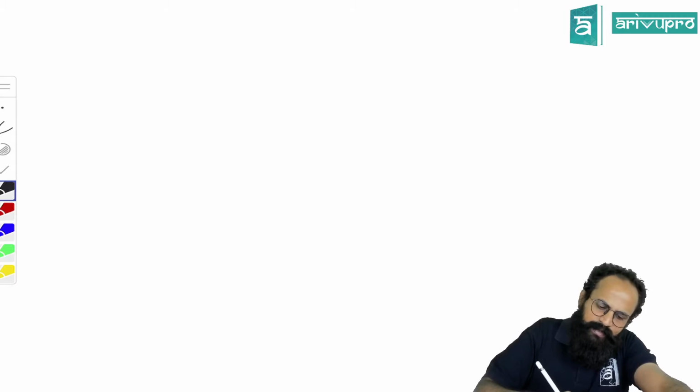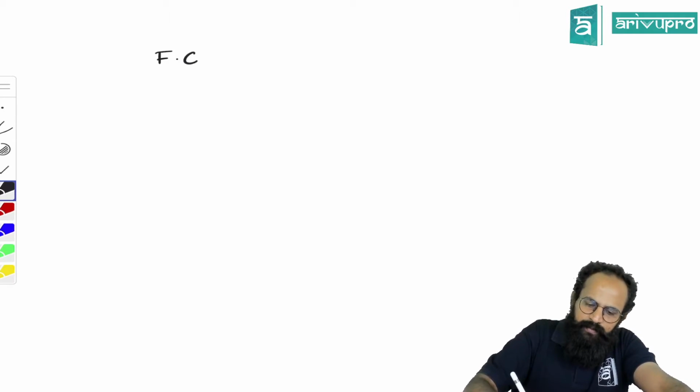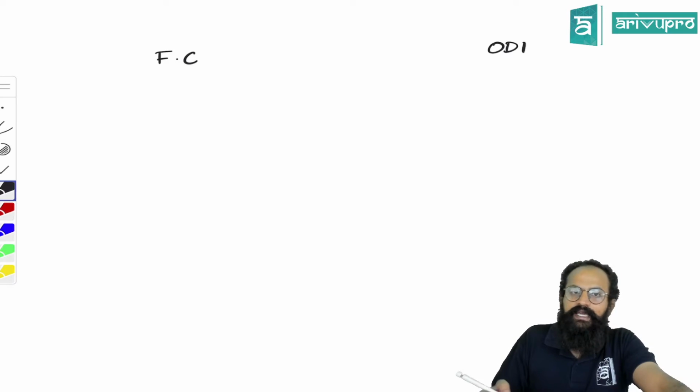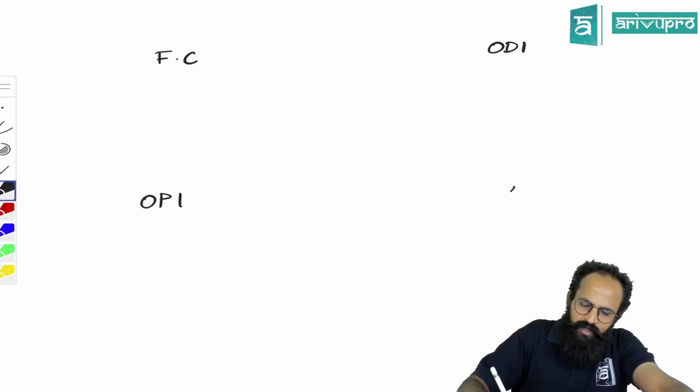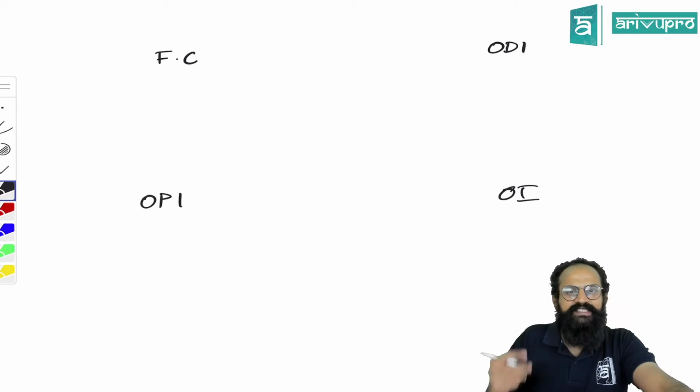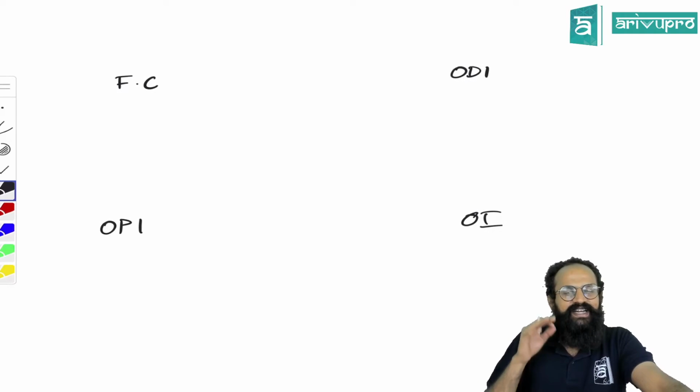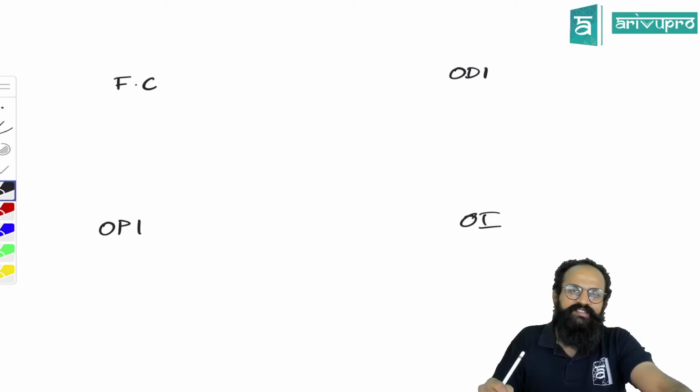The first one is called financial commitment. The second one is called ODI. The third one is called OPI. The fourth one is called OI. What is that, sir? Everything we'll see. But these four things are very, very important.